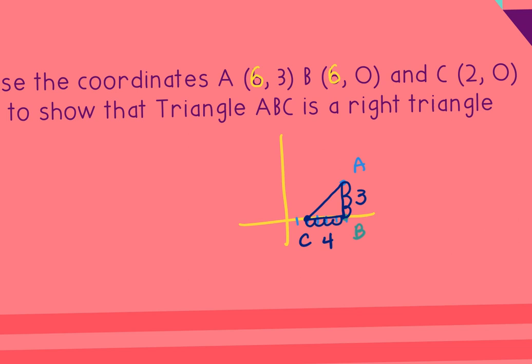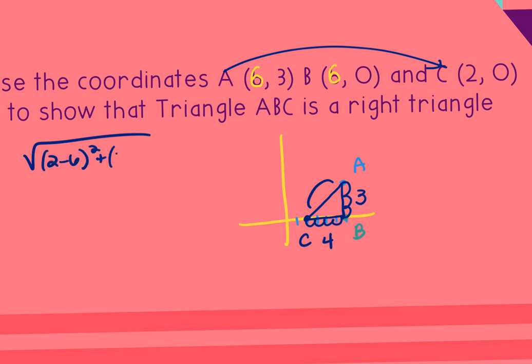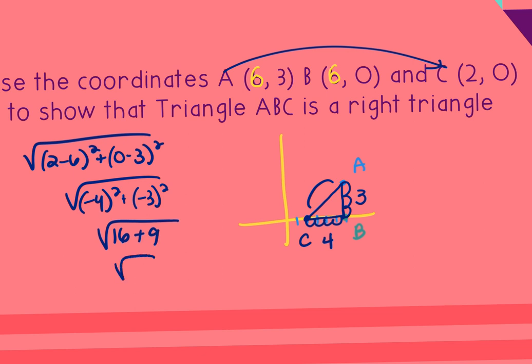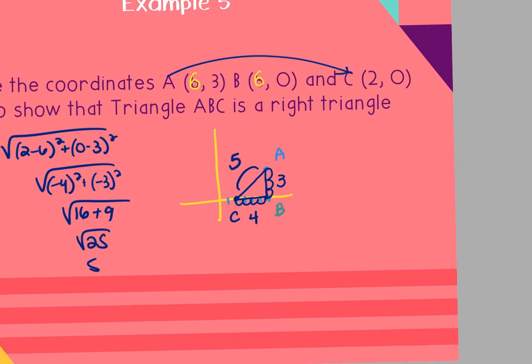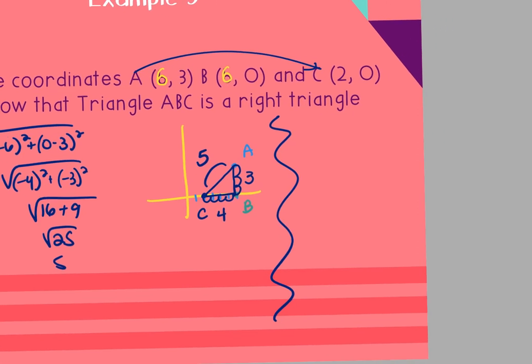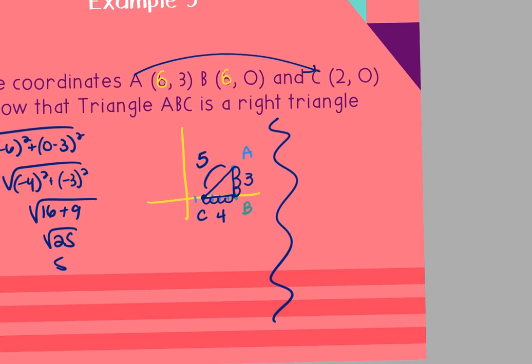So I'm going to find the distance from A to C because that's the hypotenuse. So square root of (2 minus 6) squared plus (0 minus 3) squared. Negative 4 squared plus negative 3 squared. 16 plus 9. Square root of 25, which is 5. So because we do know triples, that makes sense. 3, 4, 5 would be a right triangle. If it's not a triple, which most likely on a quiz or something like that it won't be, then we have to show it using a squared plus b squared equals c squared.